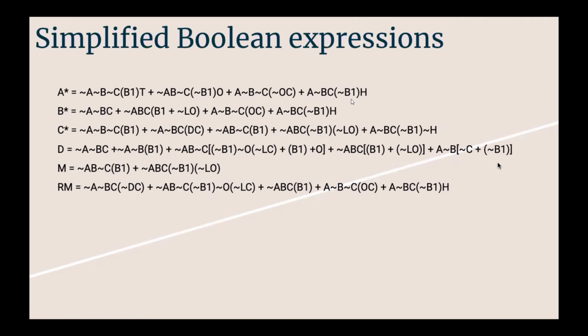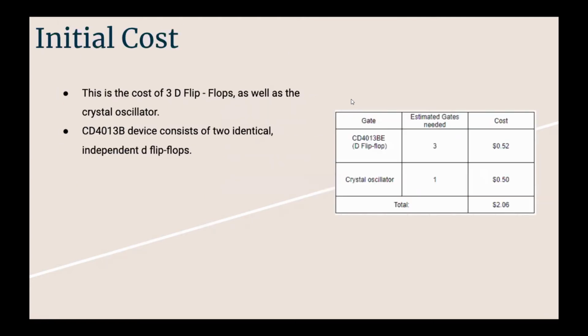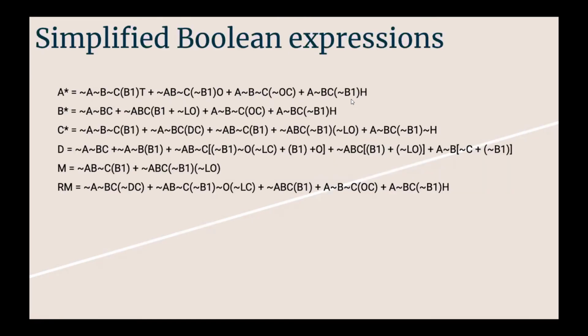And then I have my simplified Boolean expression. As you can see, they're fairly complicated. There's a lot of AND gates, OR gates, and NOT gates being used. And these were simplified to the best of my abilities. It was far more complicated beforehand, but I got it down to something that's at least somewhat manageable, one that you're able to see here.